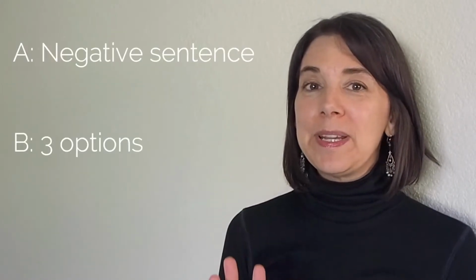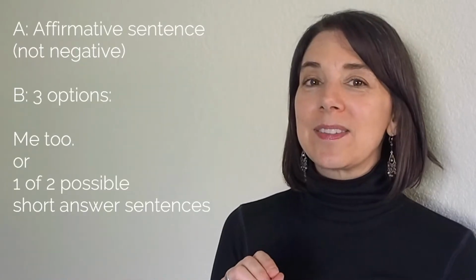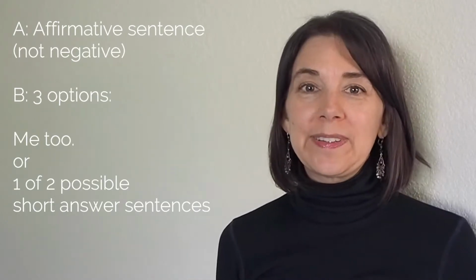So first of all, if you are talking about an affirmative sentence, that's a sentence that does not have a negative verb, then you have three options to answer. You can answer "me too," or you can answer one of these two short answer sentences. For example, "I am hungry." "Me too," or "so am I," or "I am too." So you know how to use "me too."